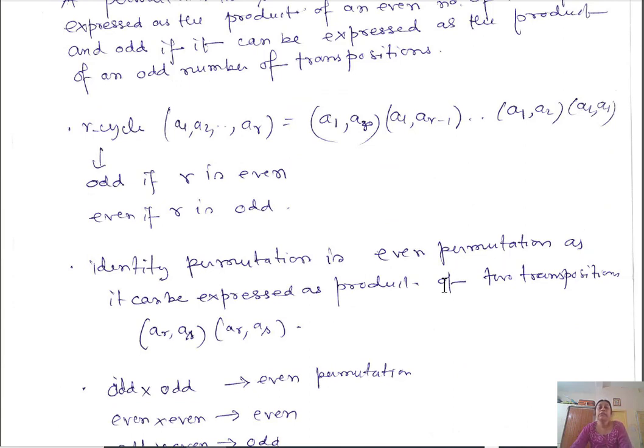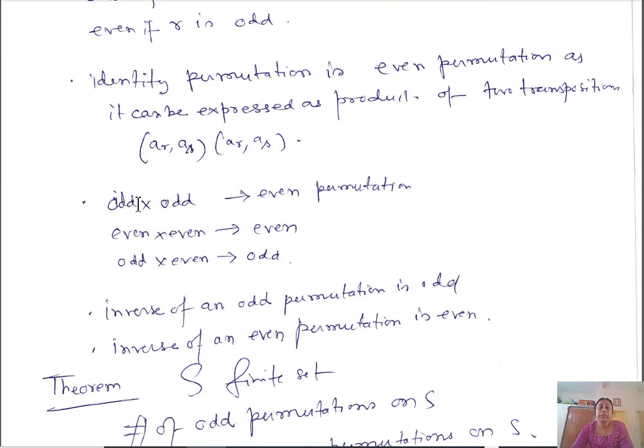The identity permutation can always be represented as an even number of transpositions, so the identity permutation is always an even permutation. Another fact: if you take the multiplication of two odd permutations, you will get an even permutation. The multiplication of two even permutations is also an even permutation. But if one permutation is odd and one is even, their composition will be odd. Odd times even or even times odd gives an odd permutation.